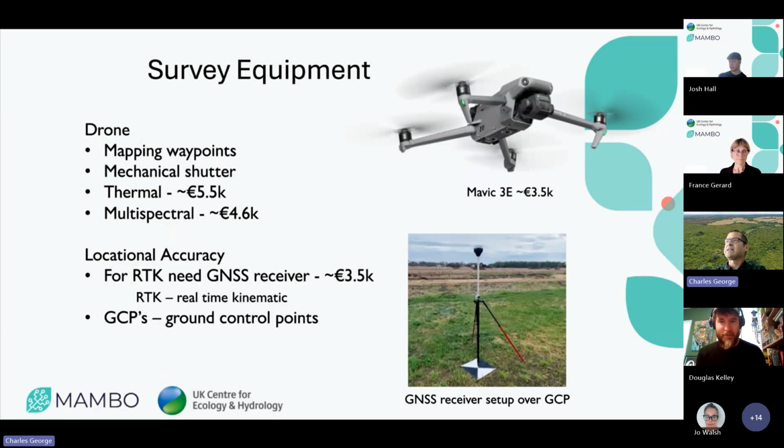It's also a good idea to have a mechanical shutter on the drone rather than an electronic shutter, because as it's moving, electronic shutters can smear out the pixels a little bit. So you want a mechanical one and you'll get a much sharper picture.